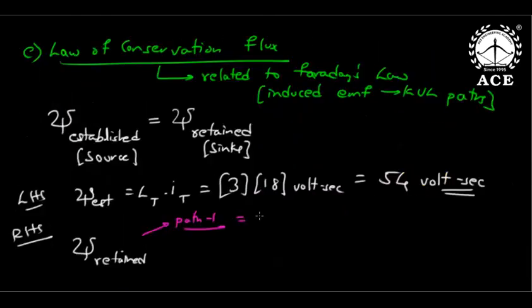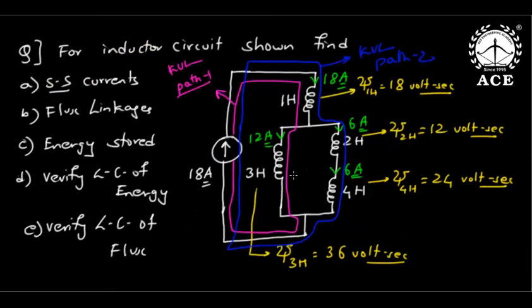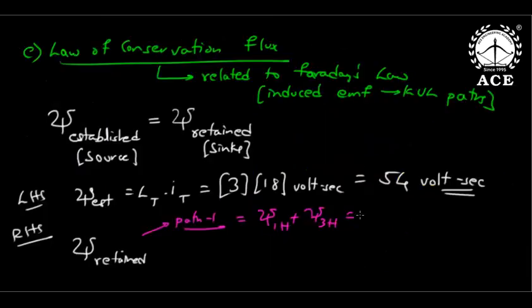That is flux linkage in 1 Henry plus flux linkage in 3 Henry. Now what is the flux linkage in 1 Henry? We already know, flux linkage in 1 Henry is 18. Flux linkage in 3 Henry is 36. So that is 18 plus 36, total 54 volt second.